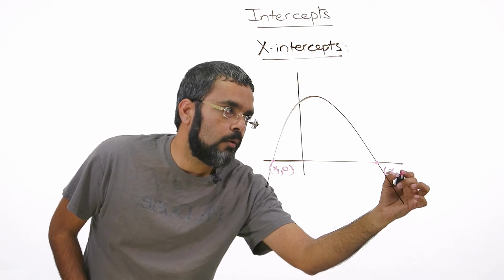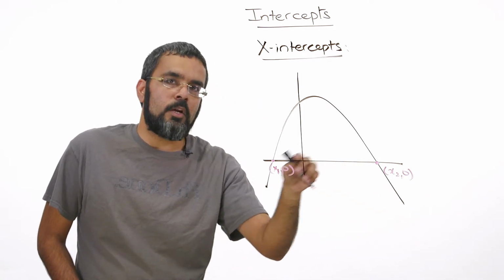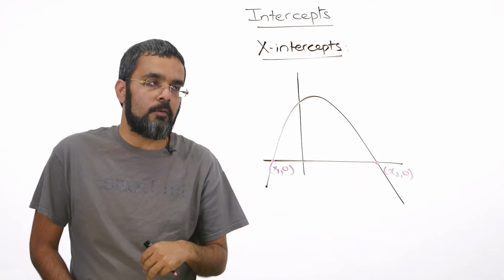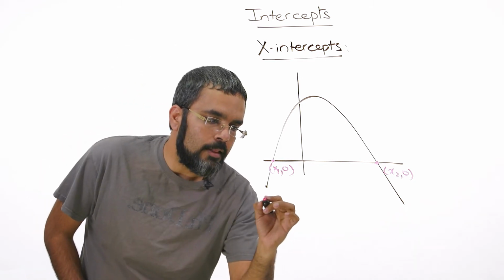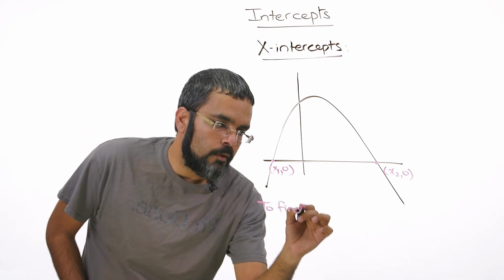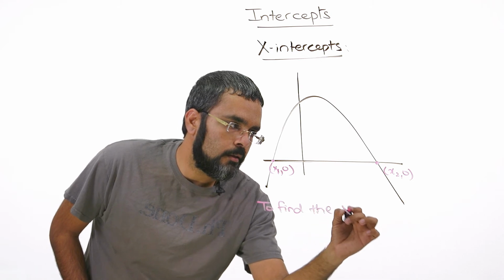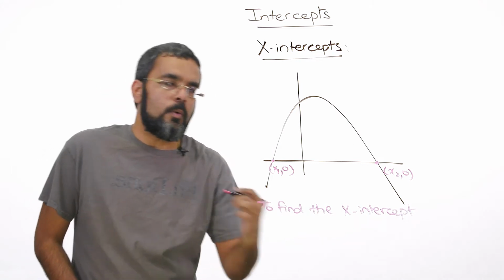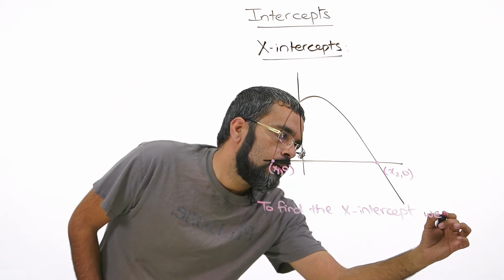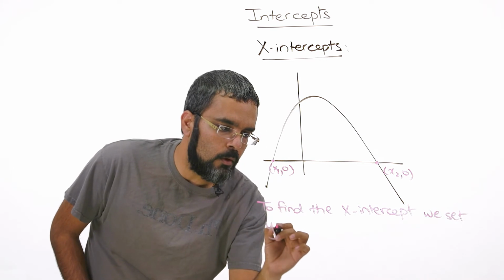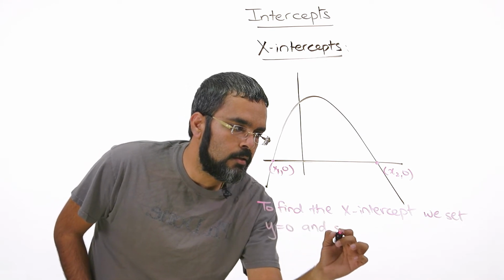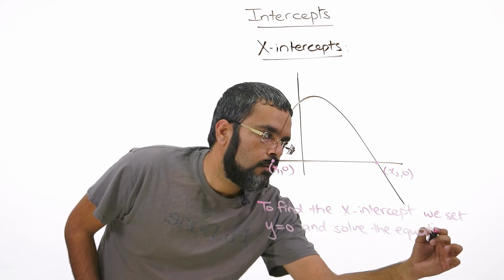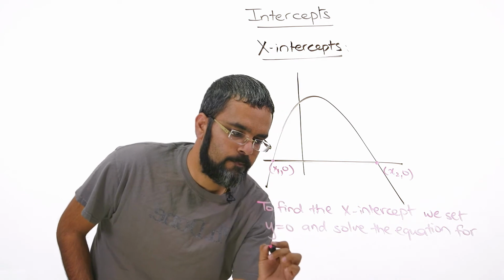So no matter what these points are, we know that for an x-intercept, we can surely say that the y-coordinate is always going to be 0. And we're going to use that to our advantage. How is that? To find the x-intercept, what we do is we set y equal to 0 and solve the equation for x.